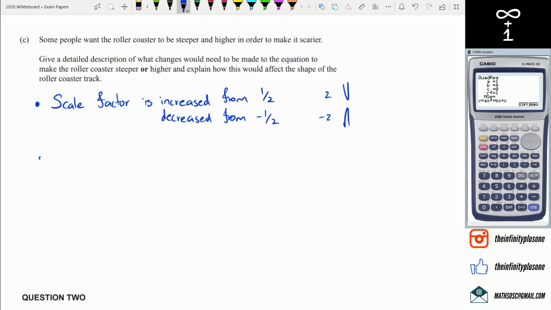The second bullet point is changing the y-intercept. So you can say change the y-intercept. Right now it's at 2. So increase the 2 at the end of the equation. That actually makes the graph go higher.